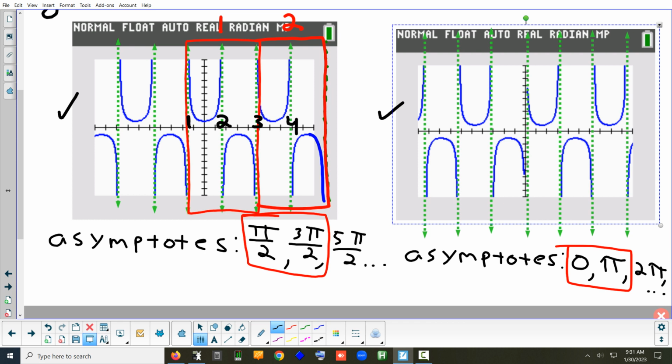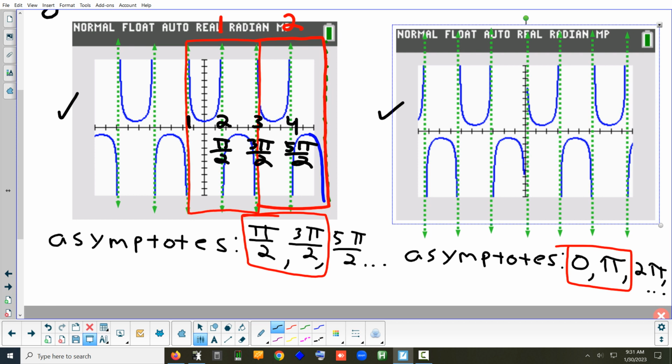And if you look at the one on the left, I don't have the tick marks in the right spot for this one, but this first asymptote, what I call asymptote 2, that is at pi over 2. Asymptote 3 is 3 pi over 2. The next one is 5 pi over 2. That's where the asymptotes are. The next one would be 7 pi over 2, 9 pi over 2.